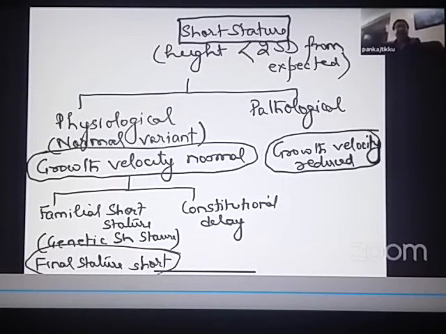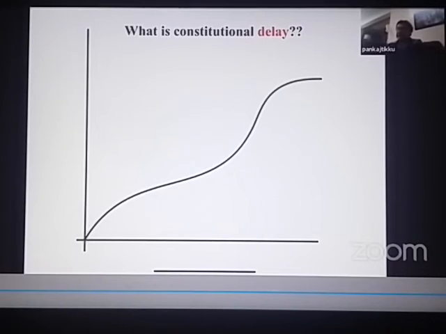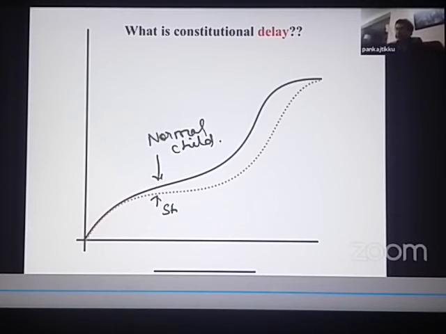On the other hand, what is a constitutional delay? Please pay attention here. This is how a normal child grows. This is the growth curve of a normal child. There are certain children who, at least initially, grow normally. Just see this curve. Initially they grow normally. This is the short stature child. So initially, as you can see, the child was growing normally.